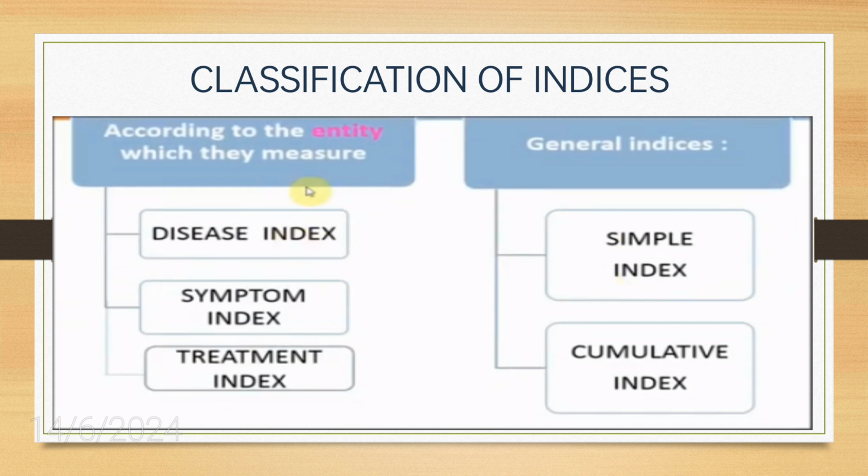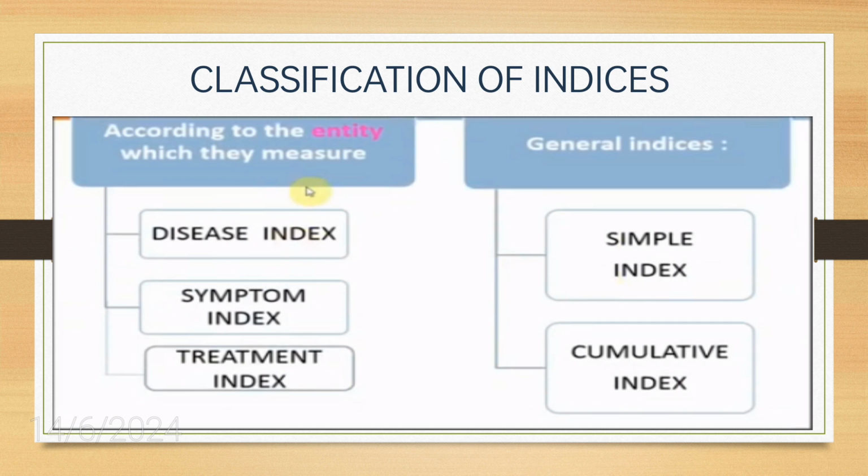Disease index measures the presence or severity of a disease. Example of disease index is DMFT index. So it measures the decayed, missing and filled teeth so as to assess the severity of caries in an oral cavity.